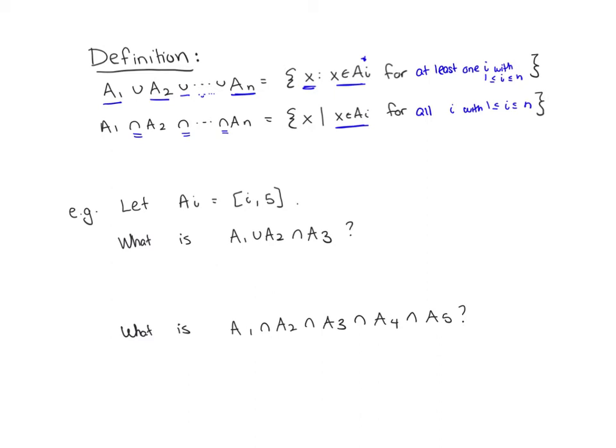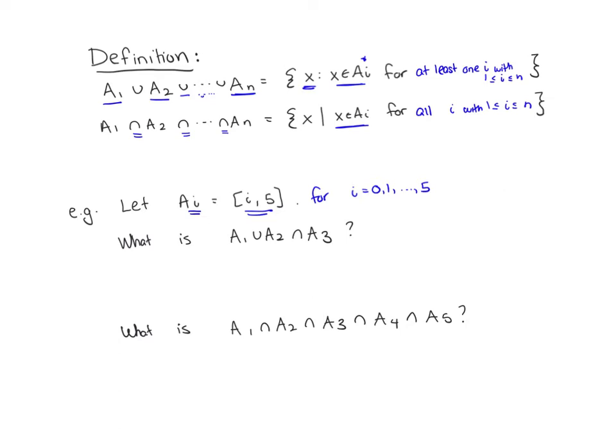So let's look at an example. I'm going to have my A sub i be the closed interval from i to 5, and we'll do that for i equals 0, 1, all the way up to 5. So I'm defining what A0 is, A1, A2, all the way up to A5, all at once.